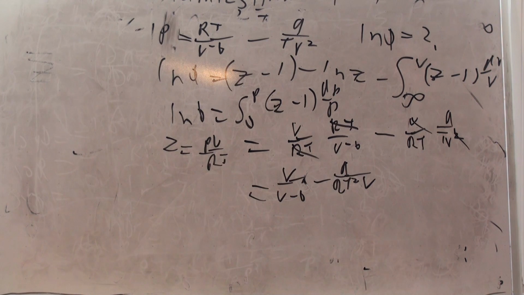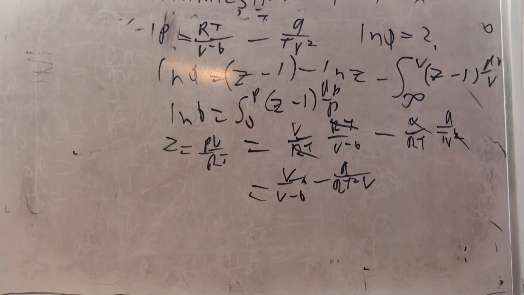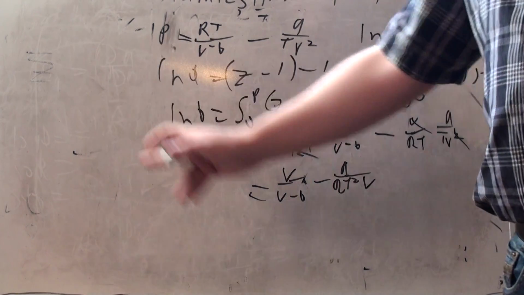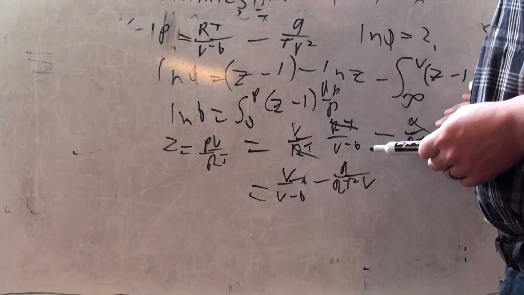And then I say, what's left? Well, V's. I don't have any P's. So I'm going to use the one that has V's. I've chosen my equation. Now I just plug it in.